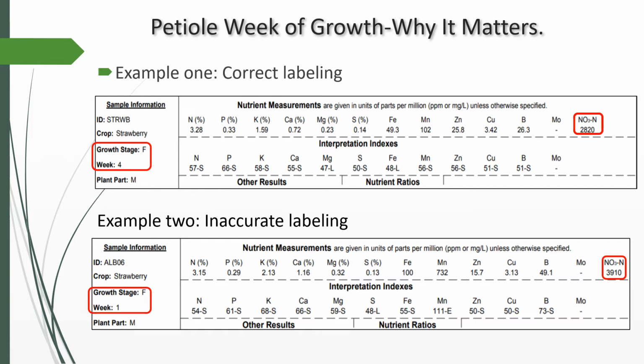In example 2, the growth stage is fruiting, but the week is reported as week 1 rather than week 4 or 5 since first bloom. The week 1 nitrate target is less than 500 parts per million, whereas it is 2,000 to 4,000 parts per million for week 4. Reporting the week incorrectly as week 1 makes the interpretation that the nitrate is much higher than needed rather than on target.